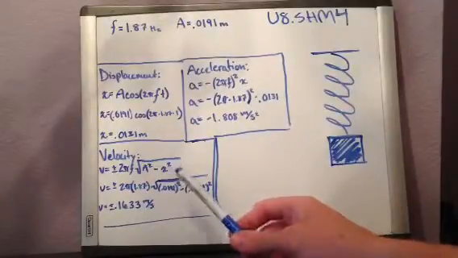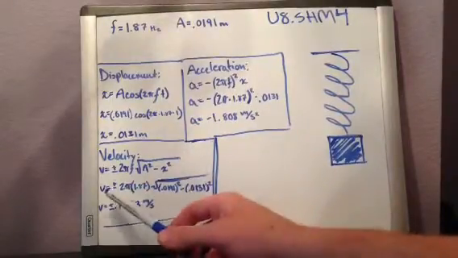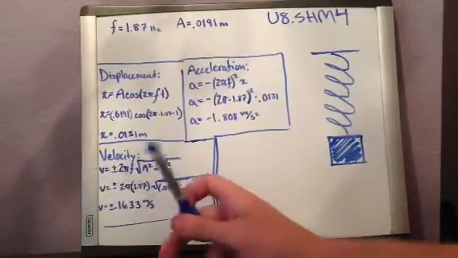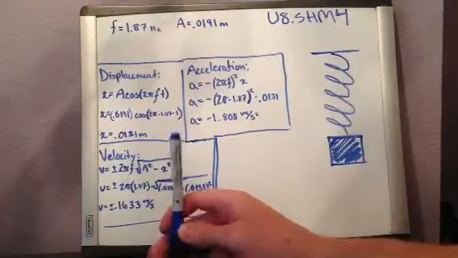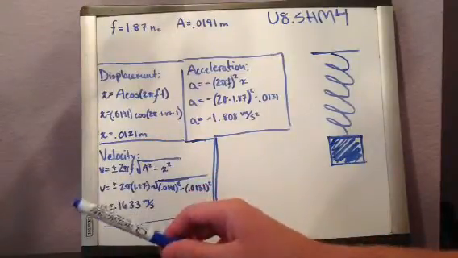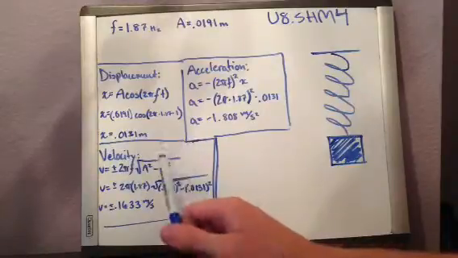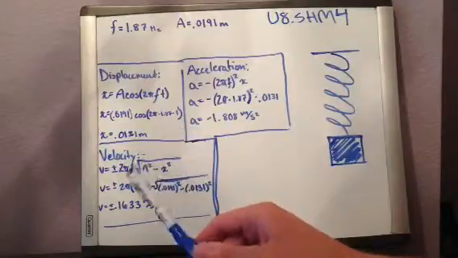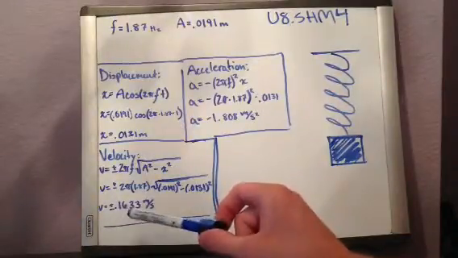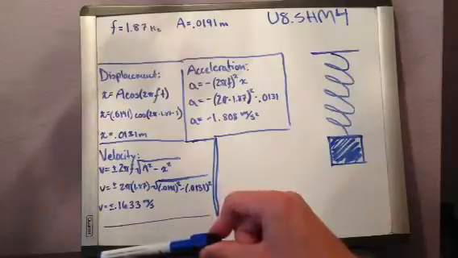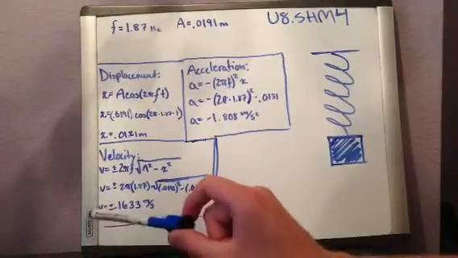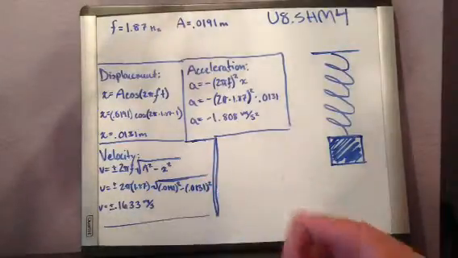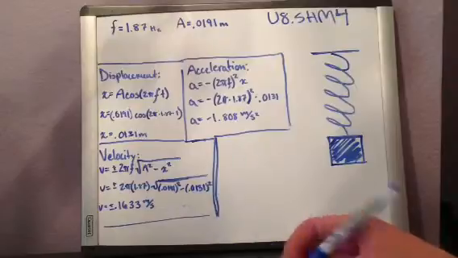So for this equation, we plug everything in, and we get v equals positive or negative 2 pi times 1.87, the frequency, times the square root of 0.0191 squared, which is amplitude squared, minus 0.0131 squared, which is displacement squared. That equation results in the answer velocity equals positive or negative 0.1633 meters per second at time equals 1 second.